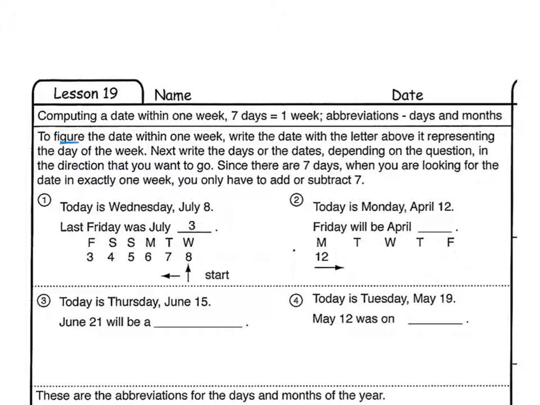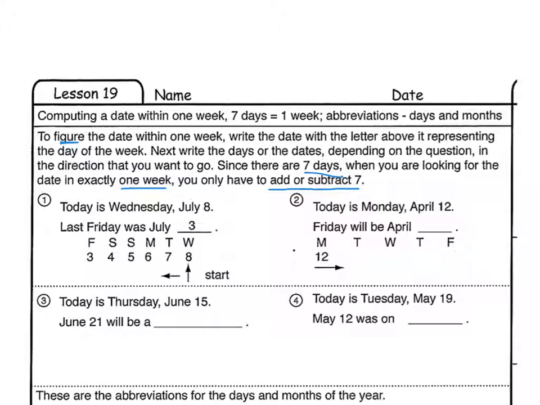To figure the date within 1 week, write the date with the letter above it representing the day of the week. Next, write the days or the dates, depending on the question, in the direction you want to go. You're going to go to the right if you're going forward, and to the left if you're going back in time or backwards. Since there are 7 days when you are looking for the date in exactly 1 week, you only have to add or subtract 7 if they give you a problem that's exactly 1 week.